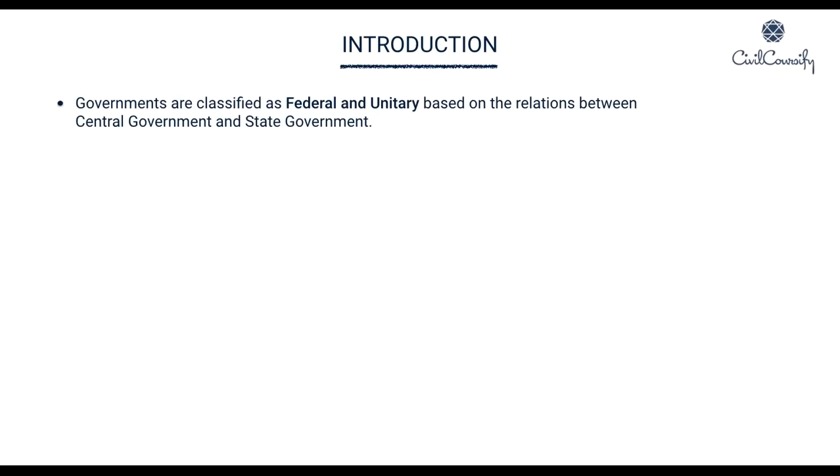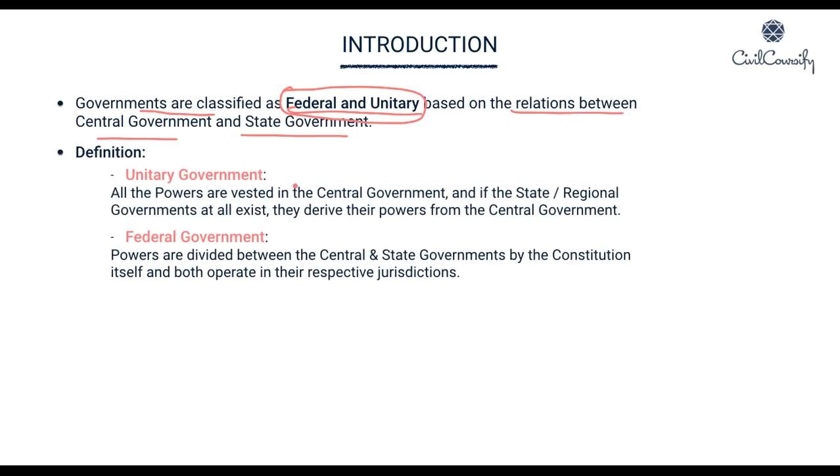So let us look at the introduction first. Governments all over the world are classified as federal and unitary based on the relations between the central government and the state government. So we must notice these two terms and remember them, federal and unitary. The definitions of both these two types of governments are: in a unitary form of government, all the powers are vested in the central government, and if the state or the regional government at all exist, they derive their powers from the central government. Whereas in the federal form of government, powers are divided between the center and the state government by the constitution itself, and both operate in their respective jurisdiction.